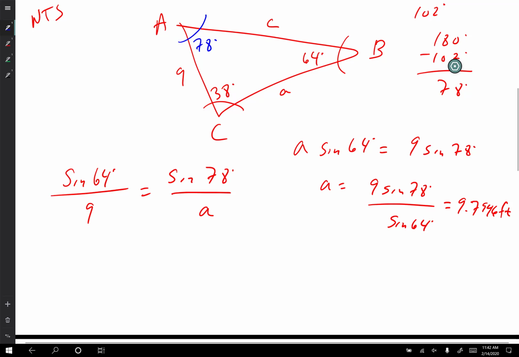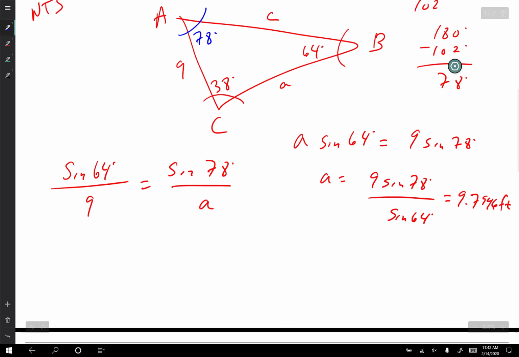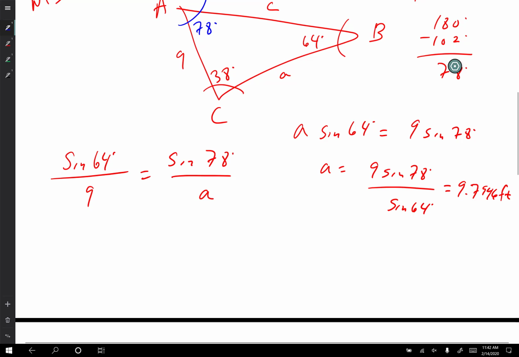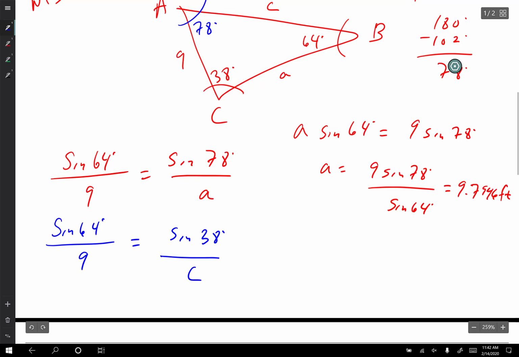Segment C. All right, you can, if you want, do law of cosines to figure out segment C, but why would you want to make life harder on yourself? Just do it with what we know. So I'm going to use sine 64 again. Sine 64 degrees over 9. Chavez, why are you using sine 64 over 9? Because that's to have a perfect integer. And number 9 is way better than 9.79460, blah, blah, blah. Equals sine 38 degrees over C.